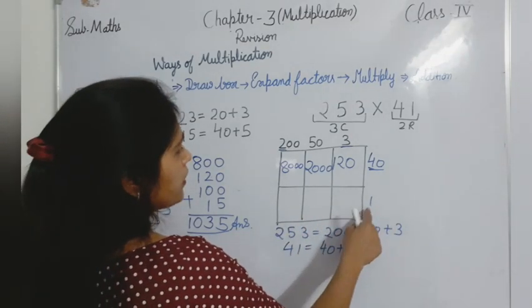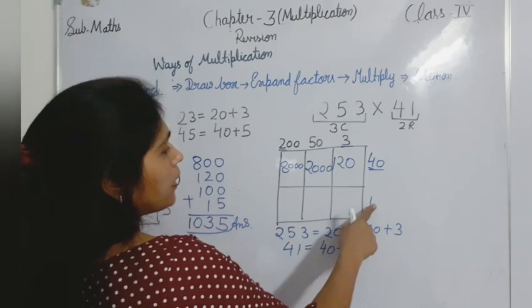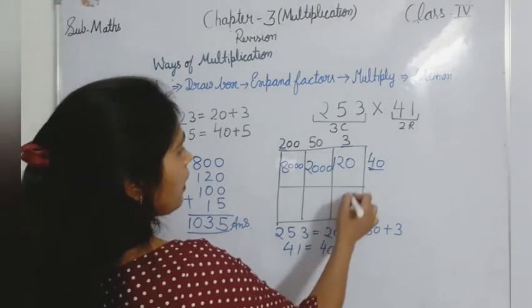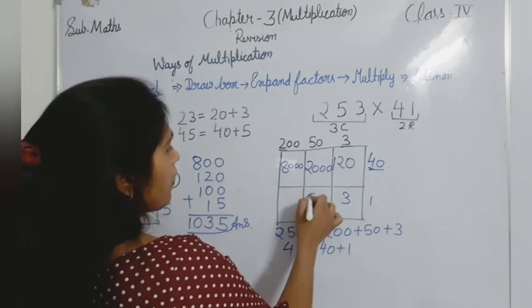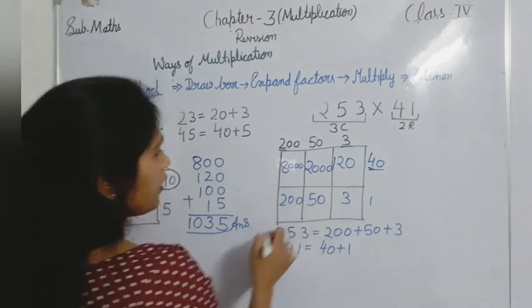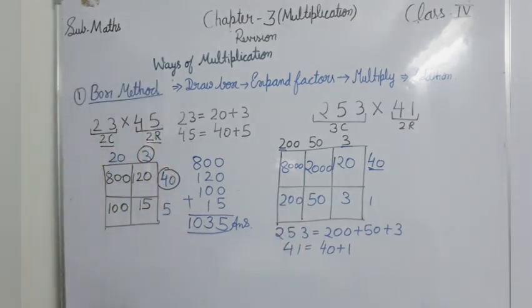Now let's take the 1. This is the identity property of multiplication. When you multiply 1 to any number, you will get the same number. So 1 multiply by 3, 3. 1 multiply by 50, 50. 1 multiply by 200, you will get the 200. And what is the last step? We need to do addition.